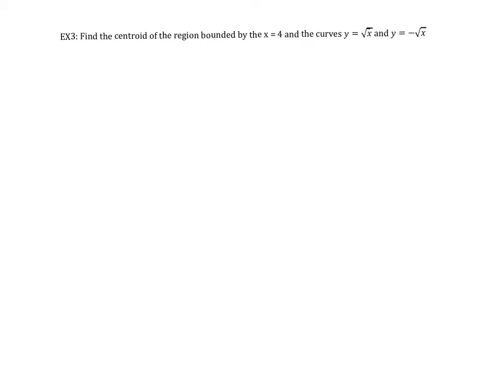Example 3, we want to find the centroid, which is good, because if I'm finding a centroid, I can use any number for my constant density. The region bounded by the line, sorry, got a little typo there. The line x is equal to 4 and the curves y equal to the square root of x and y equal to negative square root of x. Well, first of all, this is the 2-dimensional object, which in this case, it's very easy for me to sketch.